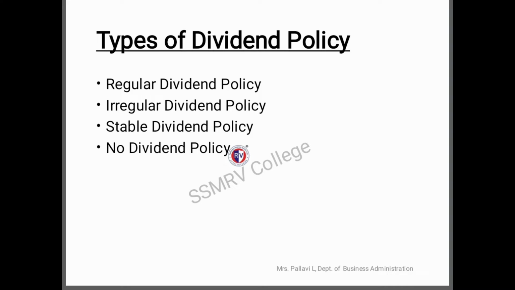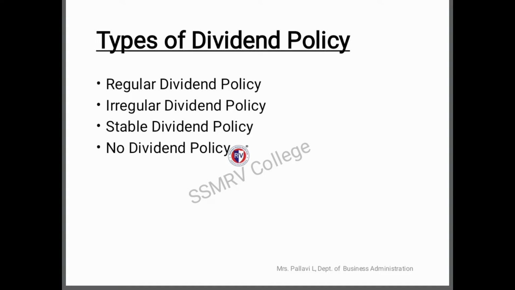So the next topic is types of dividend policy. The first one is the regular dividend policy. Payment of dividend at the usual rates is termed as regular dividend policy. Investors such as middle class families, retired persons, and institutional investors usually prefer this type of dividend policy because they get regular returns.